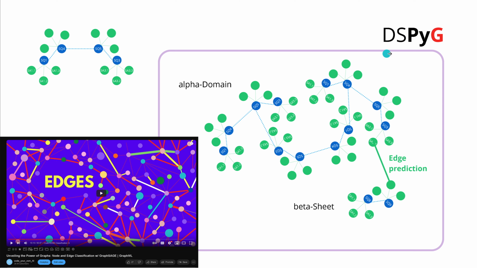So you see, DSPy combined now with PyG, you find solutions that have not been published. You can make your PhD on this topic or whatever.